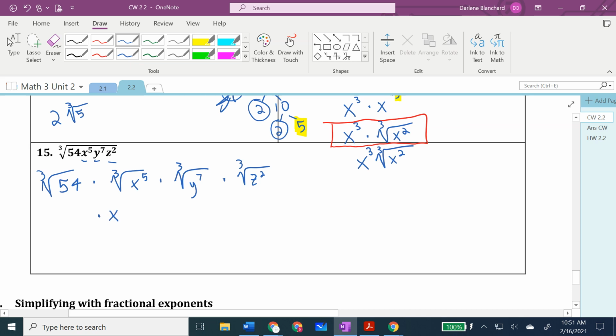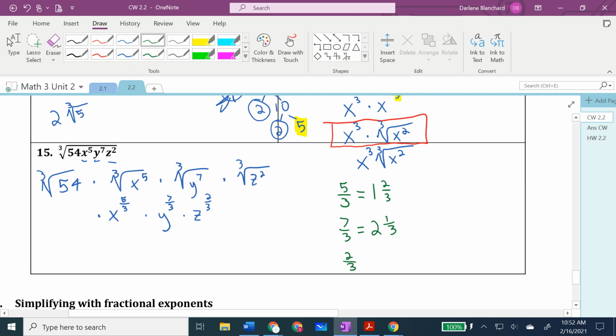If I write this in fractional notation, this would be x to the 5/3. The next one would be y to the 7 divided by 3, and z to the 2 divided by 3. You want to look at the proper fractions. 5/3 written as a proper fraction is 1 2/3. 7/3 written as a proper fraction is 2 1/3. And 2/3 is already a proper fraction where the numerator is less than the denominator.